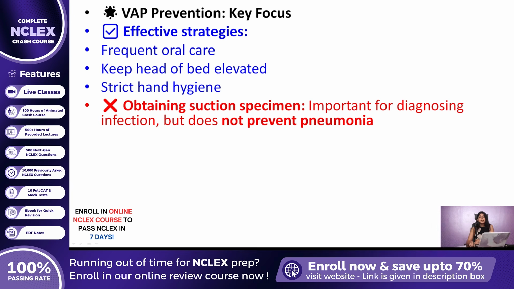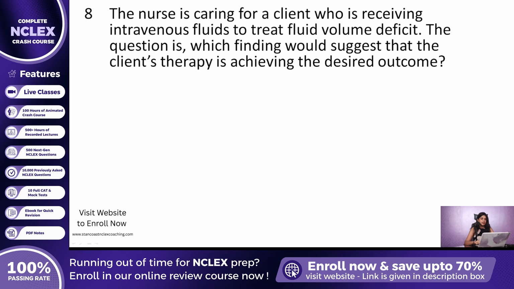The essential point here is that VAP prevention focuses on minimizing opportunities for infection, not just detecting it once it occurs. Question 8. Now let us move on to a scenario involving fluid balance and monitoring effectiveness of therapy. The nurse is caring for a client who is receiving intravenous fluids to treat fluid volume deficit. The question is, which finding would suggest that the client's therapy is achieving the desired outcome?